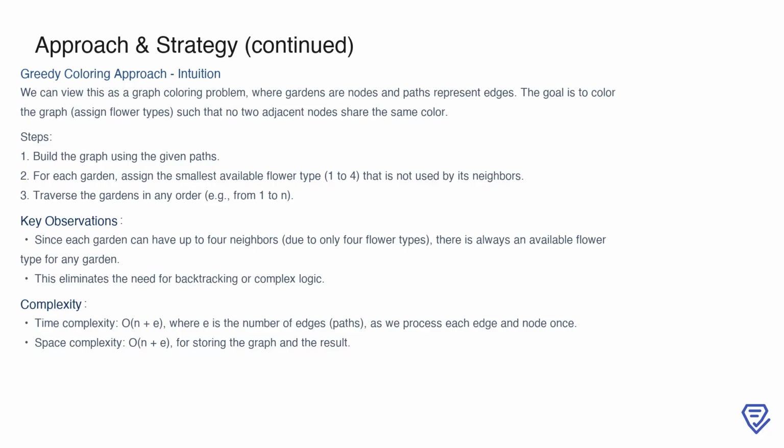In terms of efficiency, this method runs in linear time relative to the number of gardens and paths, n plus e, as we process each node and edge once. It also has a linear space complexity, n plus e, to store the graph and results.